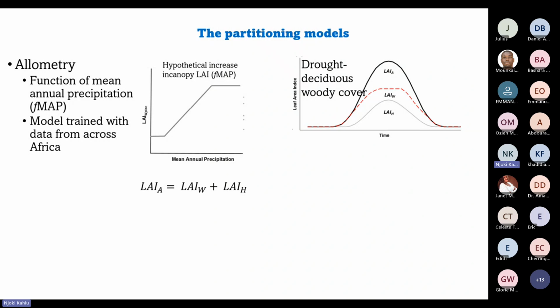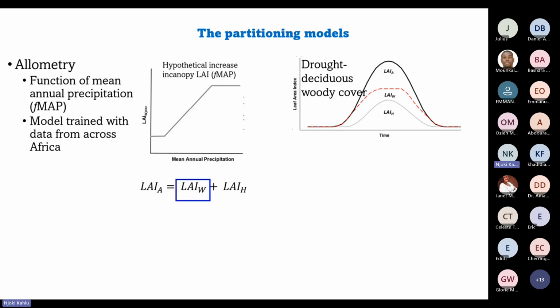But then we have areas that could support trees, but they don't have trees. And that's where the woody cover component comes in, to constrain that relationship when we are talking about, okay, well, I have the hypothetical increase in canopy LAI, but I need something else to constrain it. And so we are able to do that in drought deciduous woody cover vegetation areas.